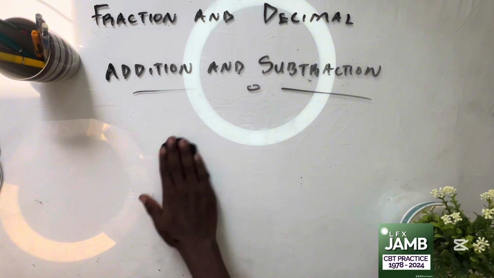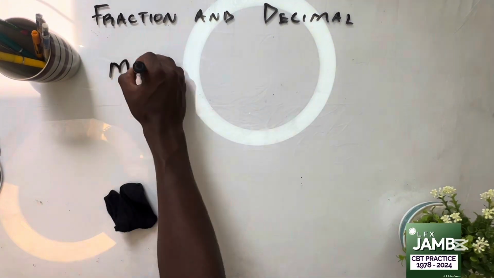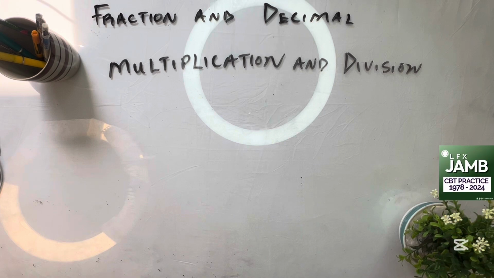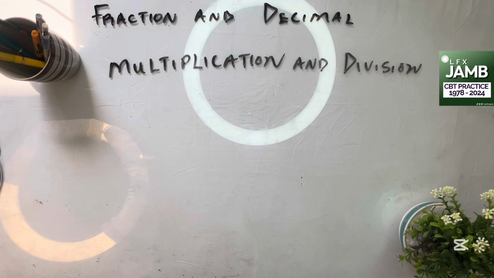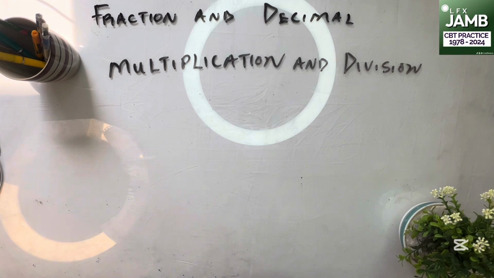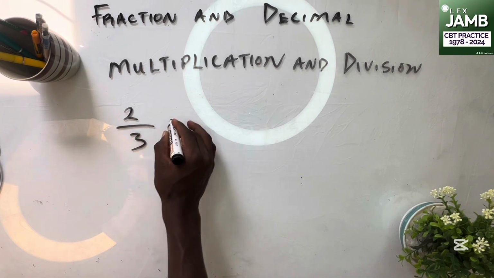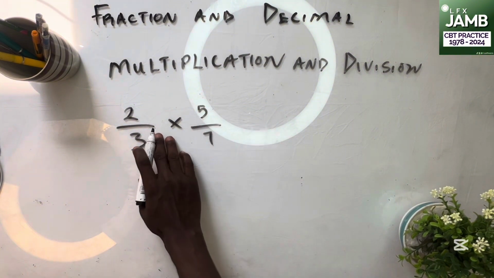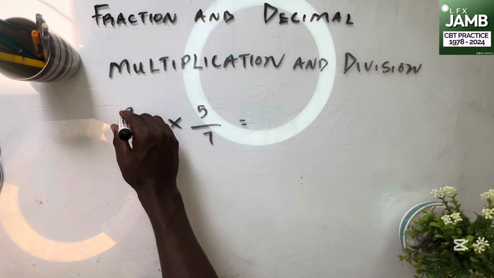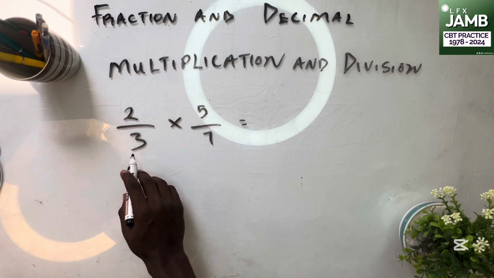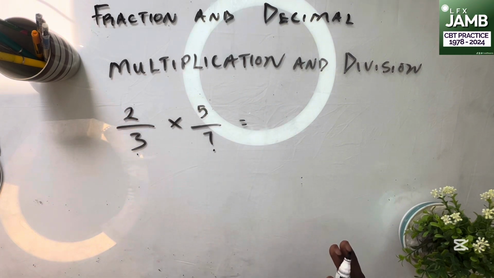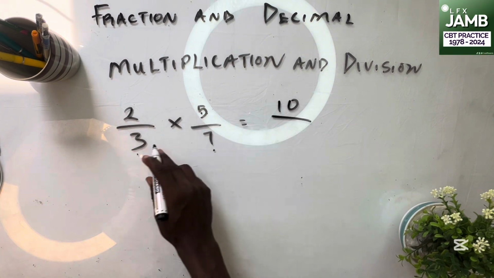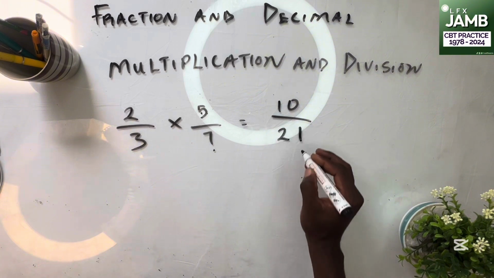So we have multiplication and division. Multiplication and division of fractions. Okay, it's the same procedure, just a little twist on the regular one. For instance, let's say we have 2 over 3 to multiply 5 over 7 here. So what we do is multiply the numerator with the numerator and the denominator with the denominator. That's how it's done. Simple. 2 times 5 will give us 10 over 3 times 7 to give us 21.